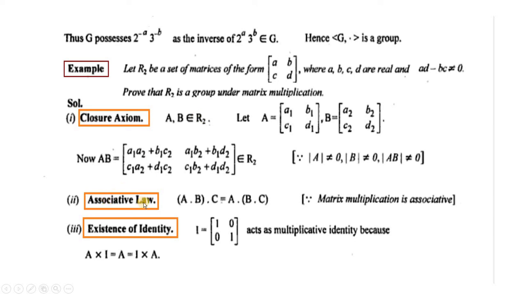Similarly, the associative law: if we take any three elements from R2, the associative law holds. And the identity: this matrix belongs to R2 and this is the identity matrix in the given set. This I is a multiplicative identity because if we multiply A with I and if we multiply I with A we get A, hence I is equal to 1 0 0 1. That is, this identity matrix behaves as a multiplicative identity for the set R2.